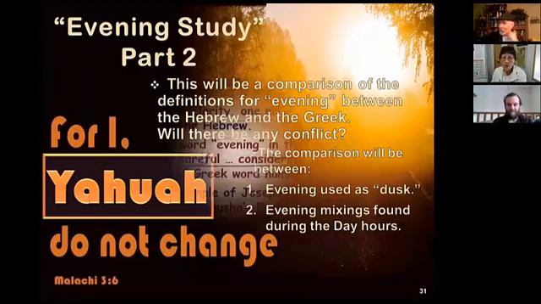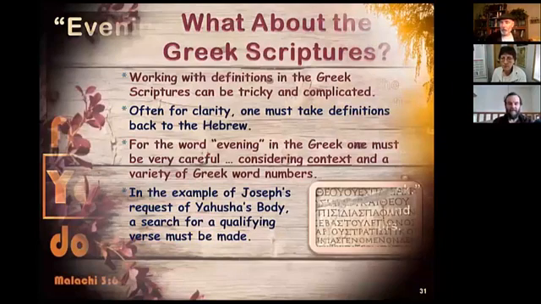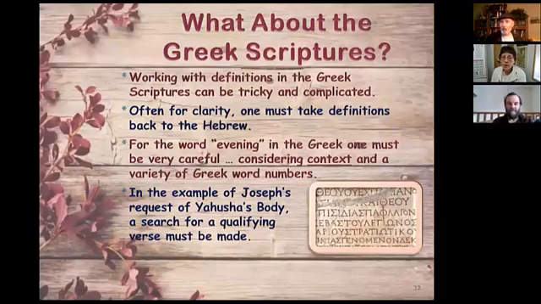We're just moving on now, just a little bit about the Greek scriptures, just as some information, because you'll need to have this as we go through. I have found that when I'm working with Greek scriptures and definitions for Greek words, it gets tricky and complicated really quick. And for clarity, I've had to take these definitions back to the Hebrew to understand. I don't know a lot about Hebrew, and I don't know a lot about Greek, and I'm learning about Hebrew, but what I'm finding is that Greek is a lot more difficult to work with. I don't like it. It's not fun. It's hard work. But for the word evening in the Greek, we need to be extremely careful. Remember I told you about the word artos for bread? That was tricky enough. This one gets a little more tricky because we need to consider context and a variety of Greek word numbers.